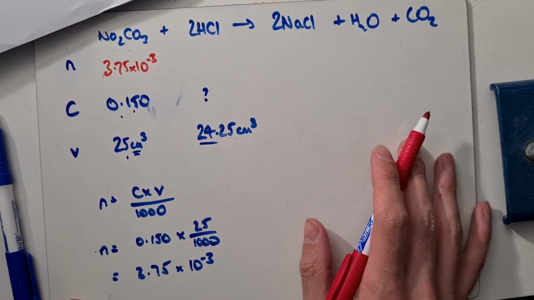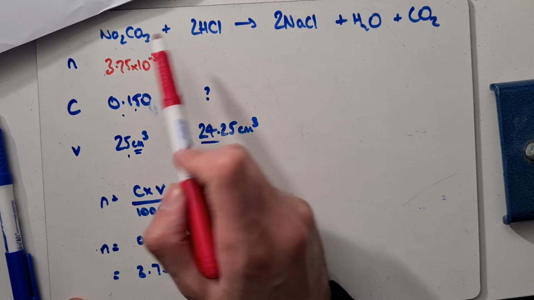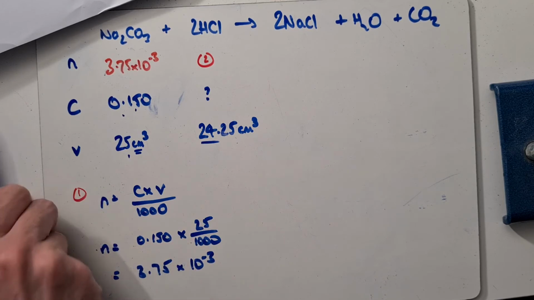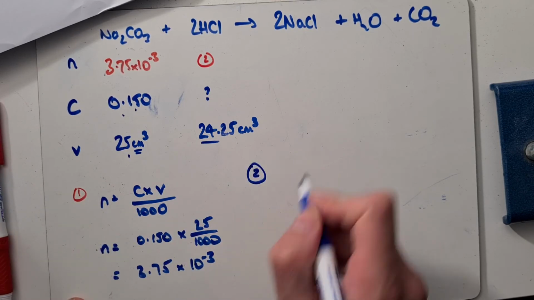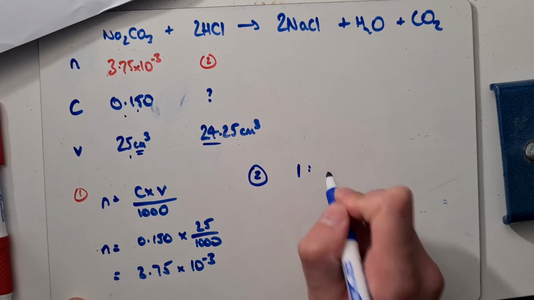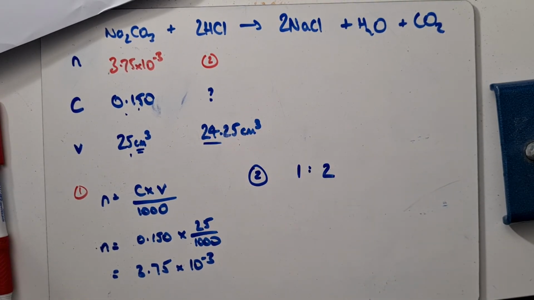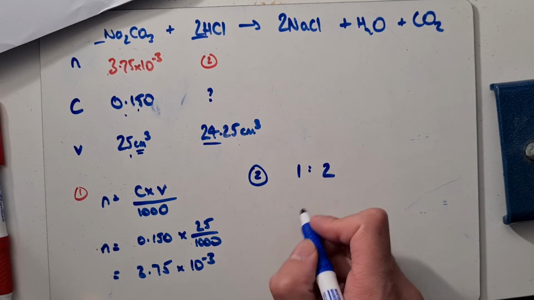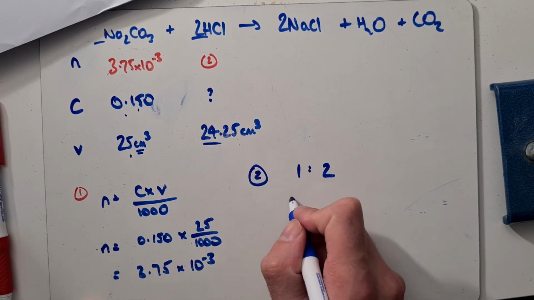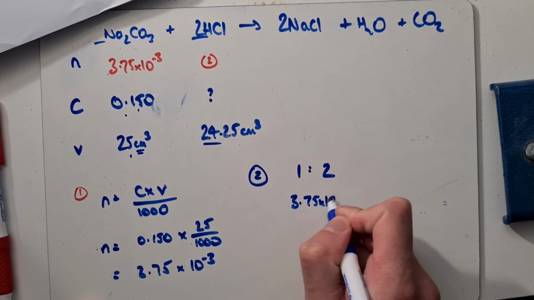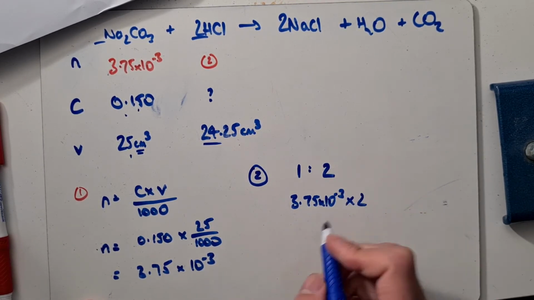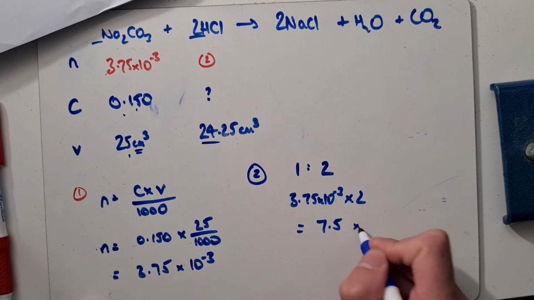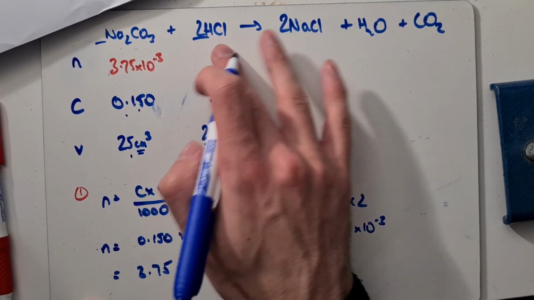Now, using stoichiometry, I can work out number 2, what the HCl is going to be. For every 1 mole of sodium carbonate, I'm going to get 2 moles of HCl. You can tell that by looking at the balancing numbers. So this is a 1 to 2. If I've got 3.75 times 10 to the minus 3 moles of sodium carbonate, I'm going to times that by 2, and that's going to give me 7.5 times 10 to the minus 3 moles of HCl.